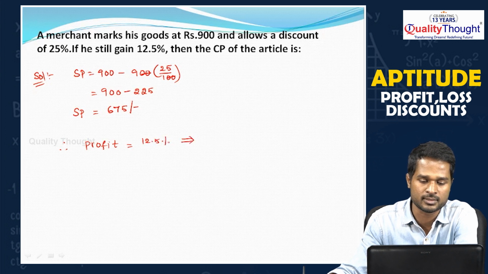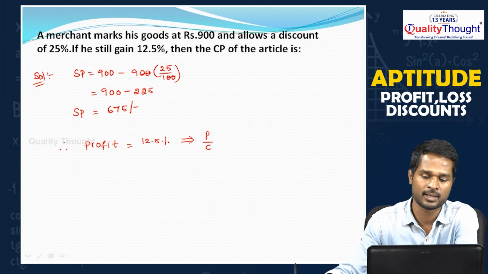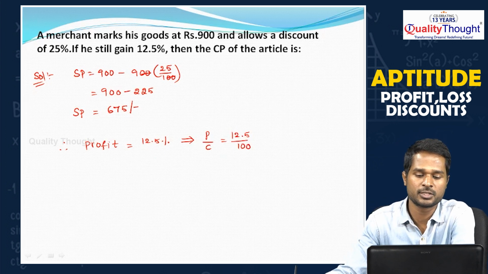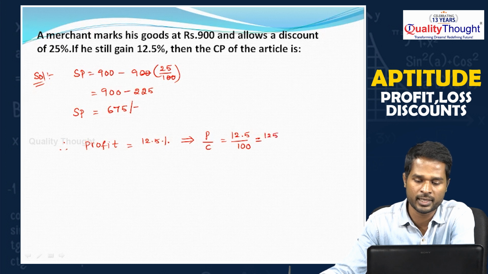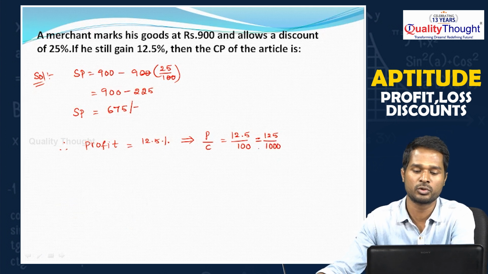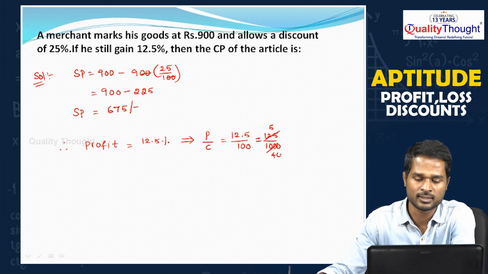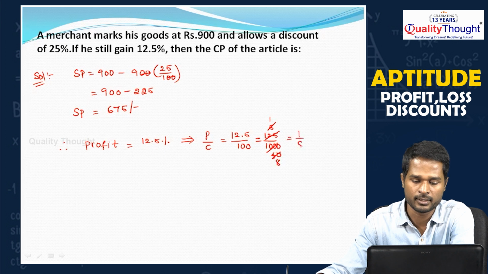Profit percentage is nothing but profit by cost price is equal to 12.5 by 100. Try to simplify this. Make sure to remove the point. I will write it as 1250, so I will write it as 125 by 1000, because I removed the point from the top. So, I will add one more 0 in the denominator. 25 5s are 125, 25 40s are 1000, so this is 1 by 8.